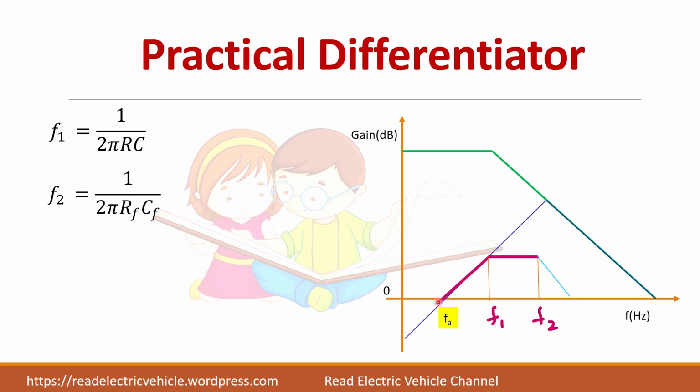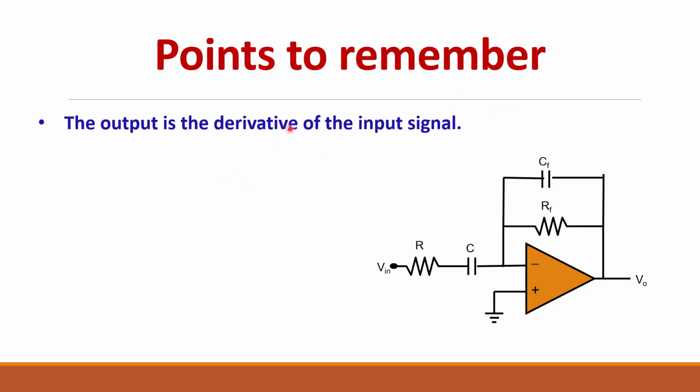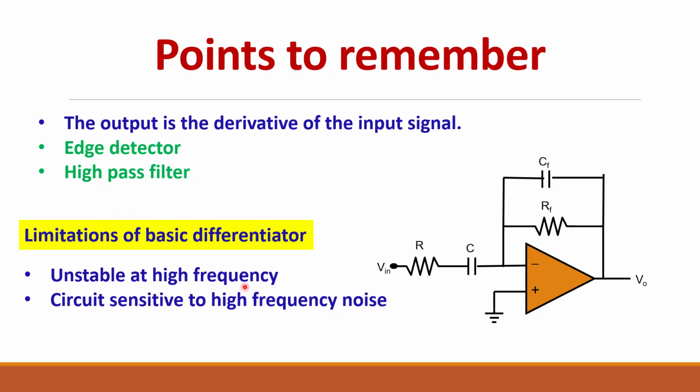Another thing is that it is always desirable to operate in this particular range FA to F1. Preferably the frequency should be less than F1 by 10. So the points to remember in a differentiator are that the output will always be the derivative of the input signal, and it can be used as an edge detector or a high pass filter. The limitations of a basic differentiator are that it is unstable at high frequency and the circuit is sensitive to high frequency noise.